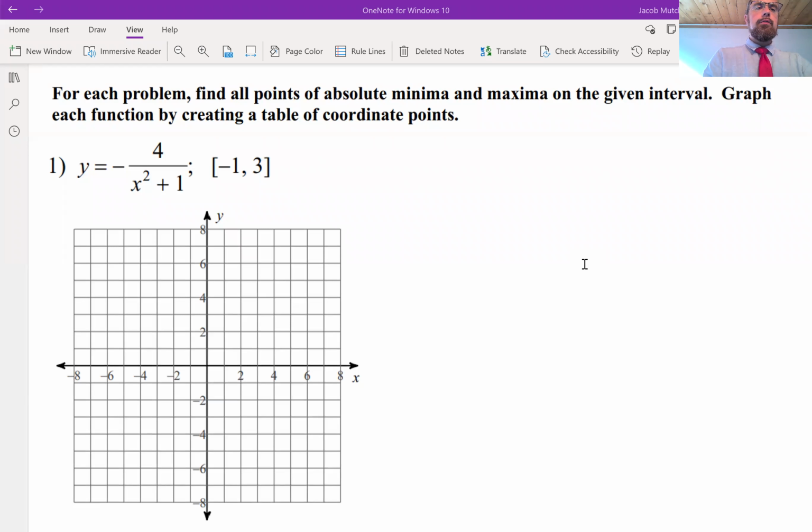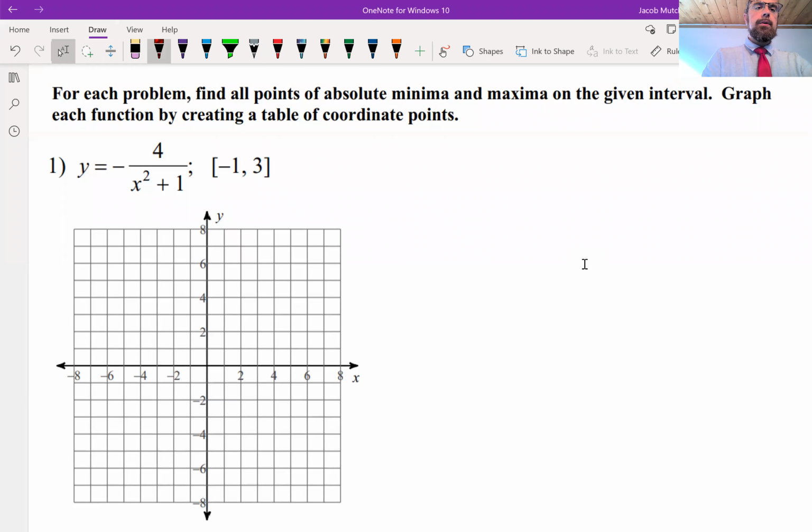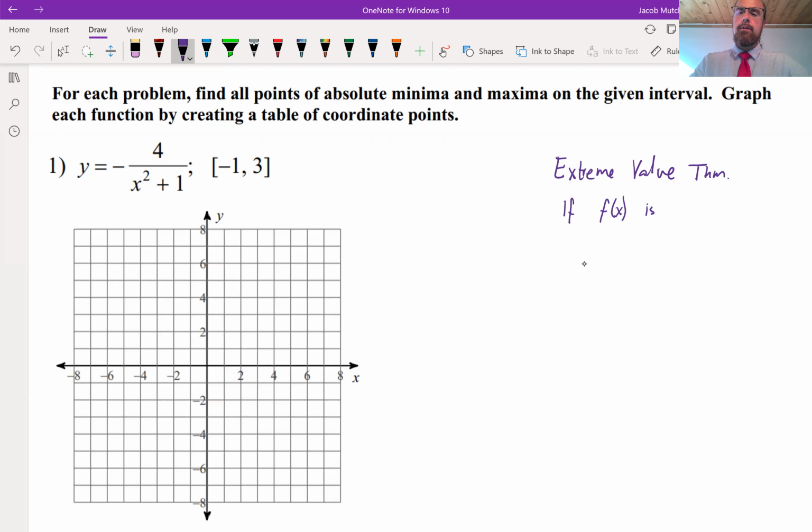Well, let's remember first of all what the extreme value theorem says. The extreme value theorem makes a claim about how many maxima or minima we could expect for a function on a closed interval. So, we'll go ahead and state it. If a function f of x is continuous on an interval from a to b, so that's our hypothesis, the main requirement there is that the function be continuous.